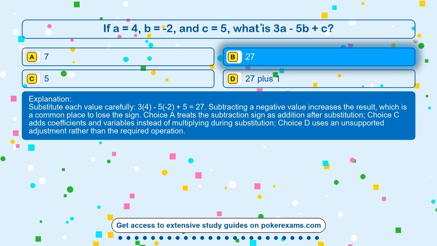Substitute each value carefully. 3 times 4 minus 5 times minus 2 plus 5 equals 27. Subtracting a negative value increases the result, which is a common place to lose the sign. Choice A treats the subtraction sign as addition after substitution. Choice C adds coefficients and variables instead of multiplying during substitution. Choice D uses an unsupported adjustment rather than the required operation.